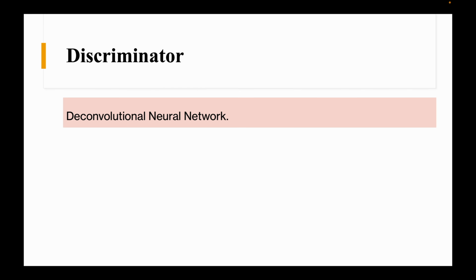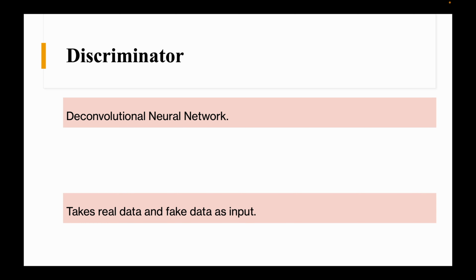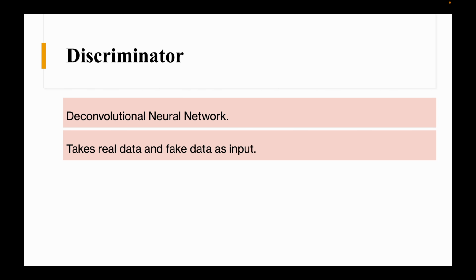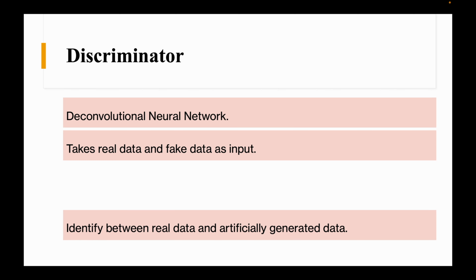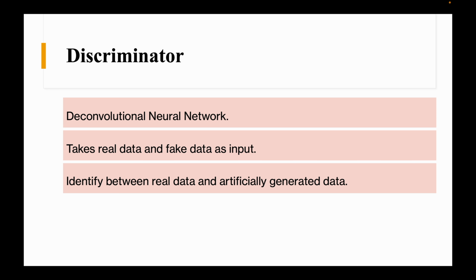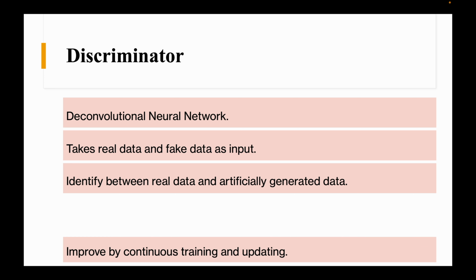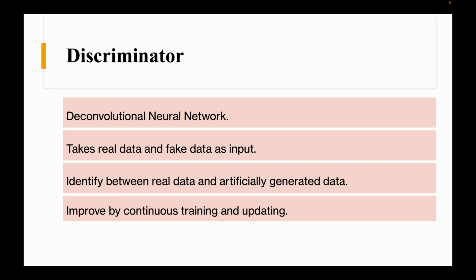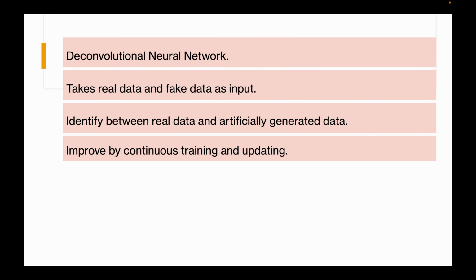Next we have the discriminator. The discriminator is a deconvolutional neural network. The discriminator takes real data and fake data as an input. The objective of the discriminator is to distinguish between the real data and artificially generated data. This model learns to improve by continuous training and updating its parameters to detect fake data more accurately.